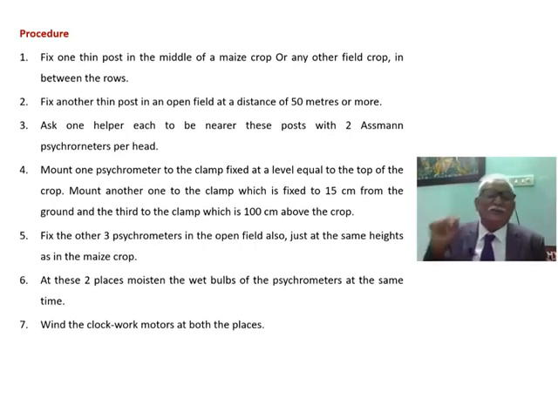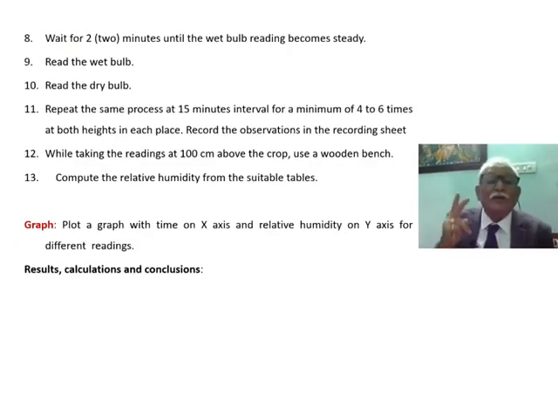Set up similarly outside: fix another three psychrometers in the open field also. At these two places, moisten the wet bulbs of the osmo psychrometers and wind the clock. Now wait for 2 minutes to settle down. Read the wet bulb, read the dry bulb, and repeat the same every 15 minutes or 30 minutes, for maybe 2 hours or 2.5 hours, depending upon the time. You read the readings in the open field and measure them.